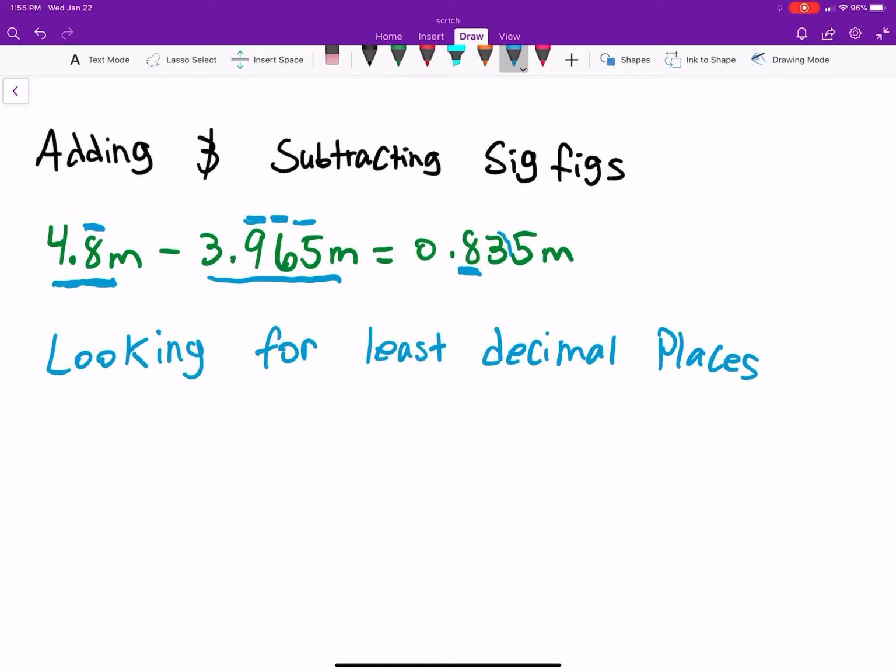Well, 3 here is less than 5. So we would say that's just 0.8 meters. Okay?